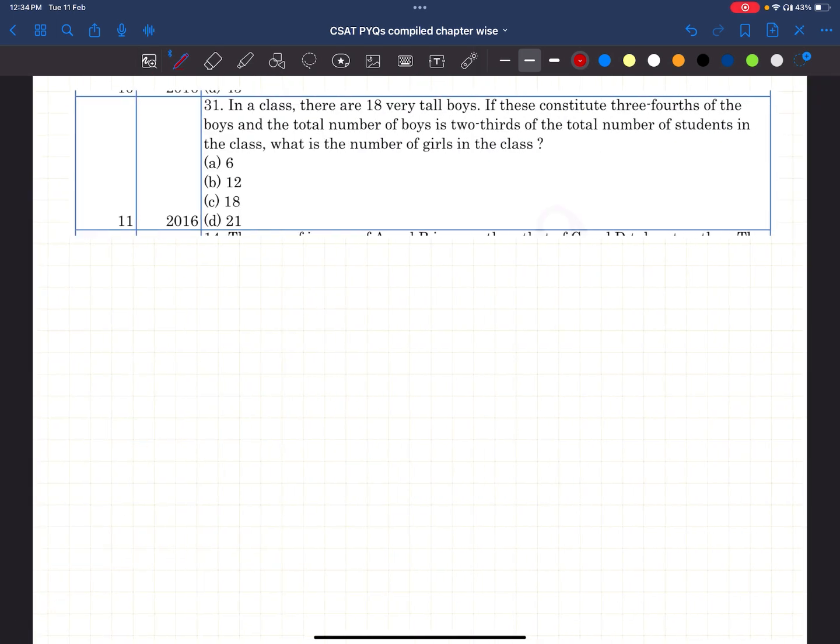Now let's go to the next question. In a class there are 18 very tall boys. If these constitute 3/4 of the boys and the total number of boys is 2/3 of the total number of students in the class, what is the number of girls in the class? Right, see what is given. 18 very tall boys is equal to 3/4 of total boys.